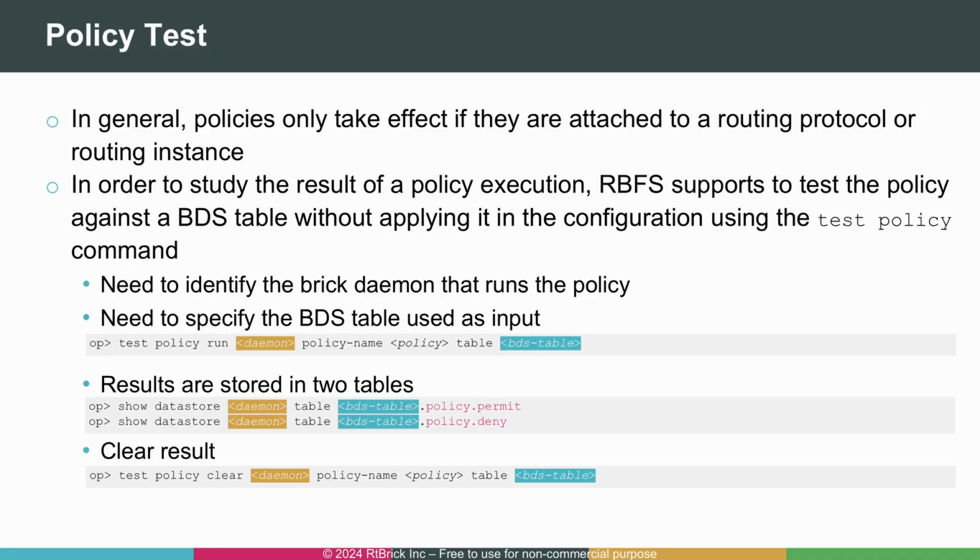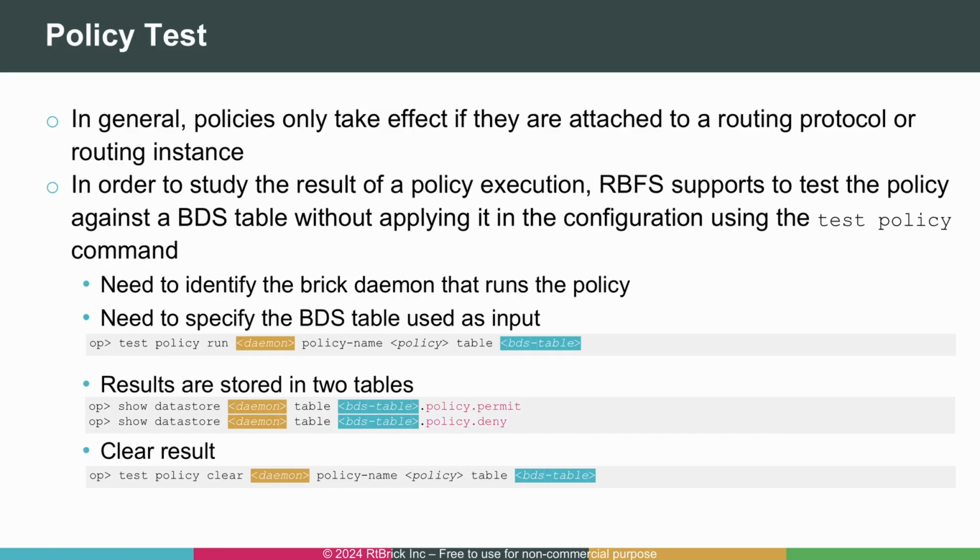We already know that policies are only used if they're attached to a routing protocol or a routing instance. That's straightforward. However, the result of evaluating a complex policy can sometimes be hard to predict. Plus, lab environments might not always model real-world networks accurately. To safely test a policy without impacting the production network, RBFS provides a method to simulate policy execution against a BDS table using the test policy command.